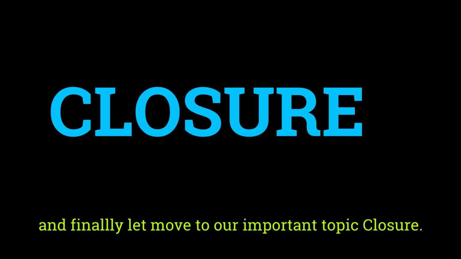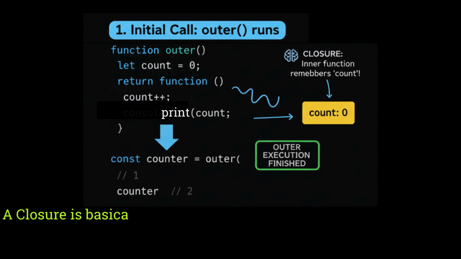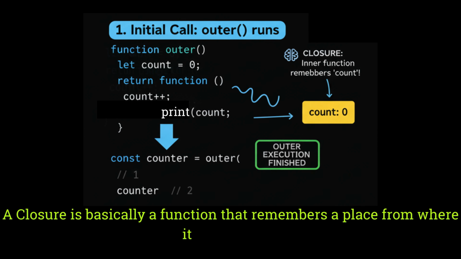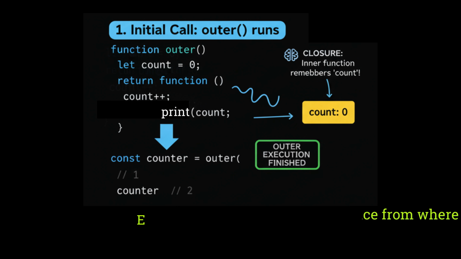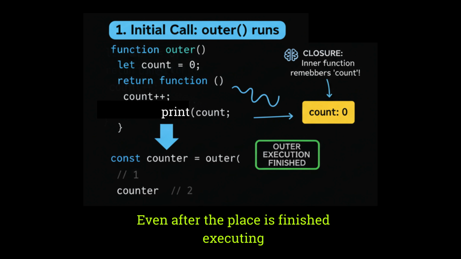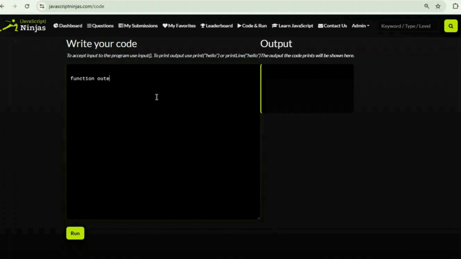And finally, let's move on to our next very important topic, closures. A closure is basically a function that remembers the variables from the place where it was created, even after that place has finished executing. Let me show you one simple example. This will make everything crystal clear.